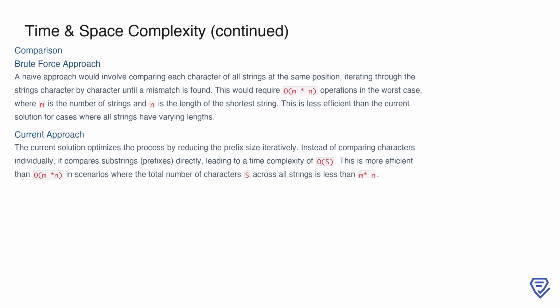However, the current solution improves on this by reducing the prefix iteratively. Instead of comparing characters individually, it compares substrings or prefixes directly. This optimization gives us a time complexity of O(s), which is more efficient than O(m*n) in scenarios where the total number of characters s across all strings is smaller than m*n.